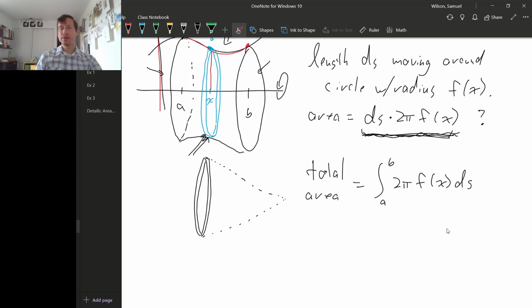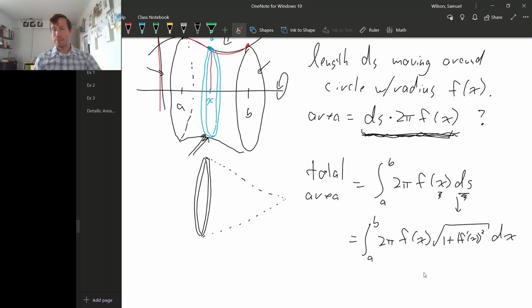Now, if we're using x as our independent variable, then we should write ds in terms of x. So it will look like the integral from a to b of 2 pi f of x times, from our work with arc length, we know that ds in terms of x is the square root of 1 plus dy dx squared dx. Well, y is f of x, so dy dx is f prime of x, the derivative of that, squared, dx.